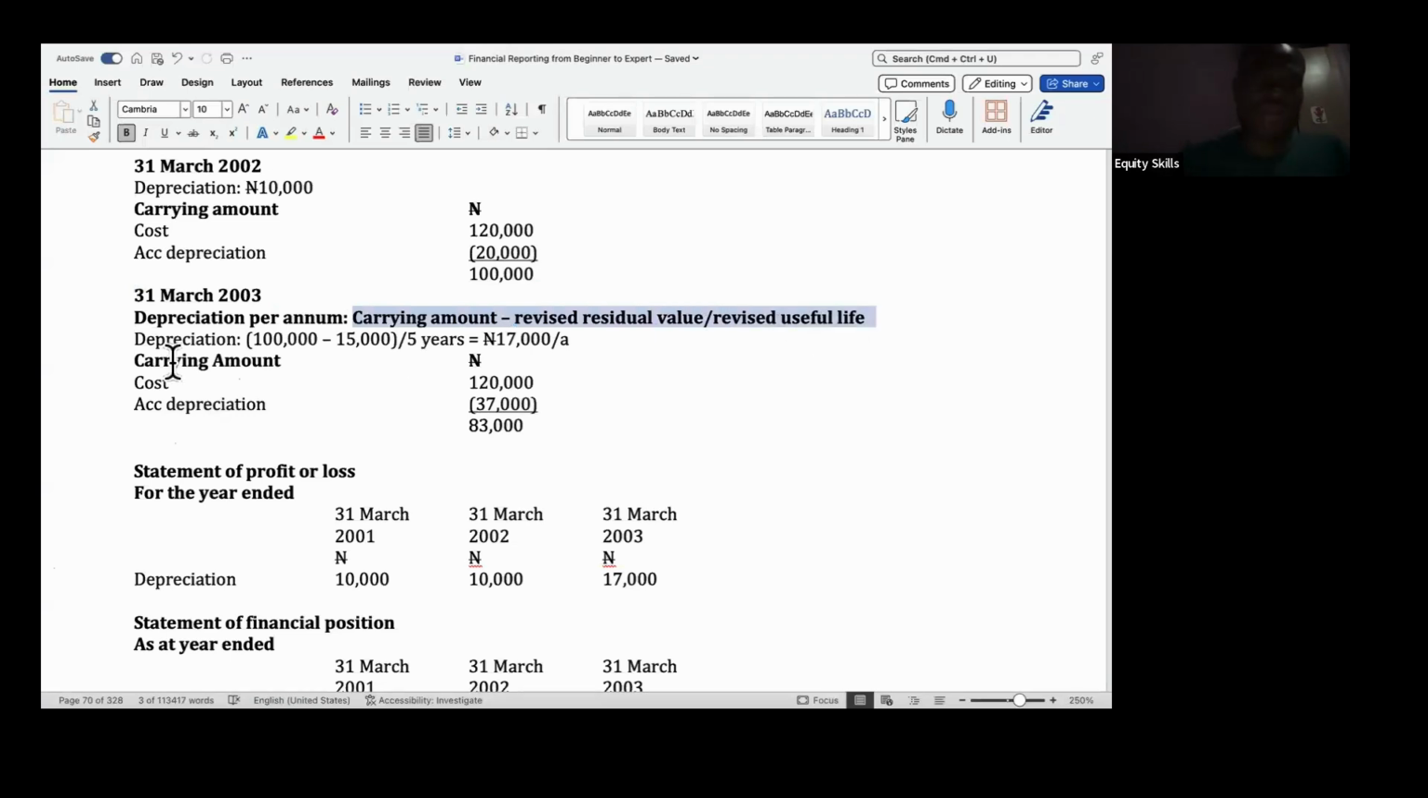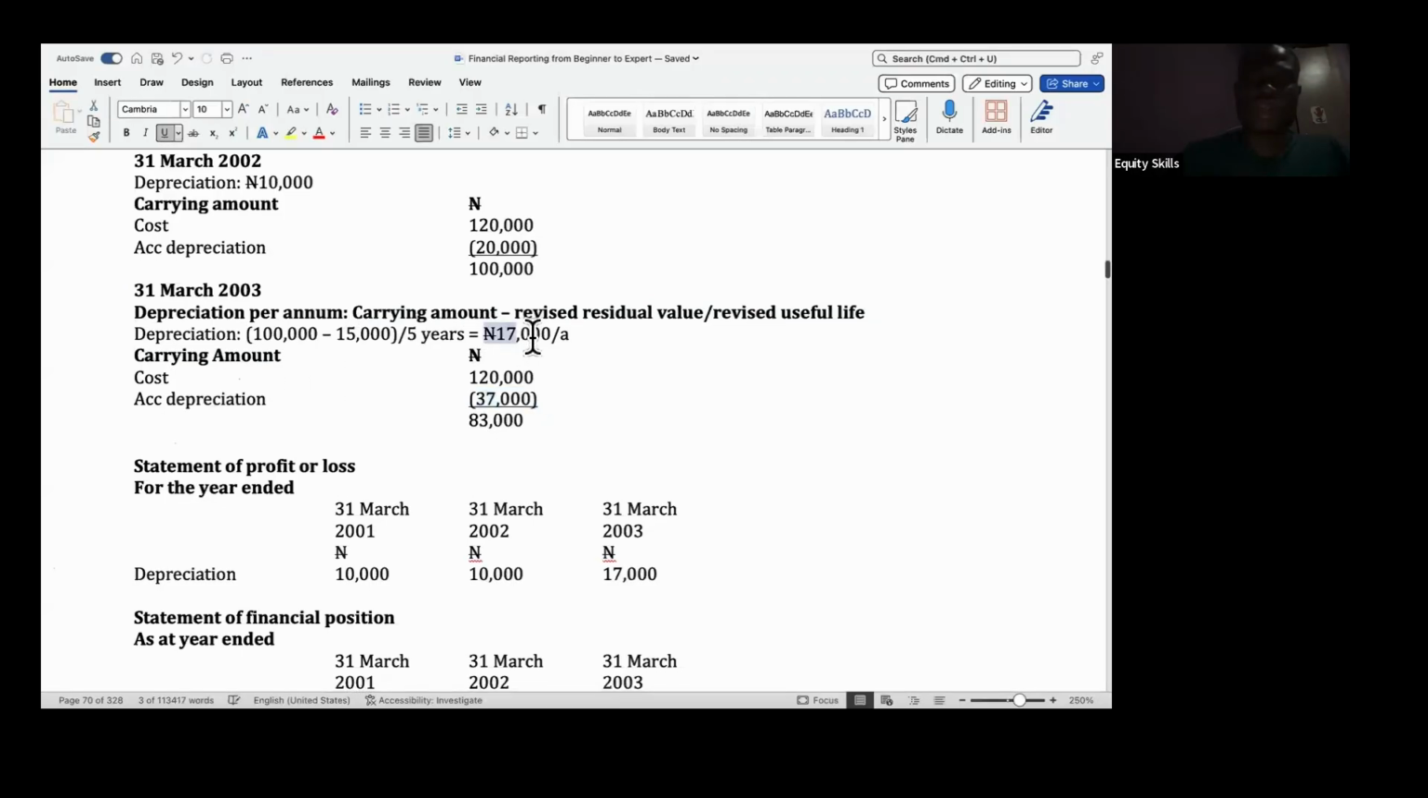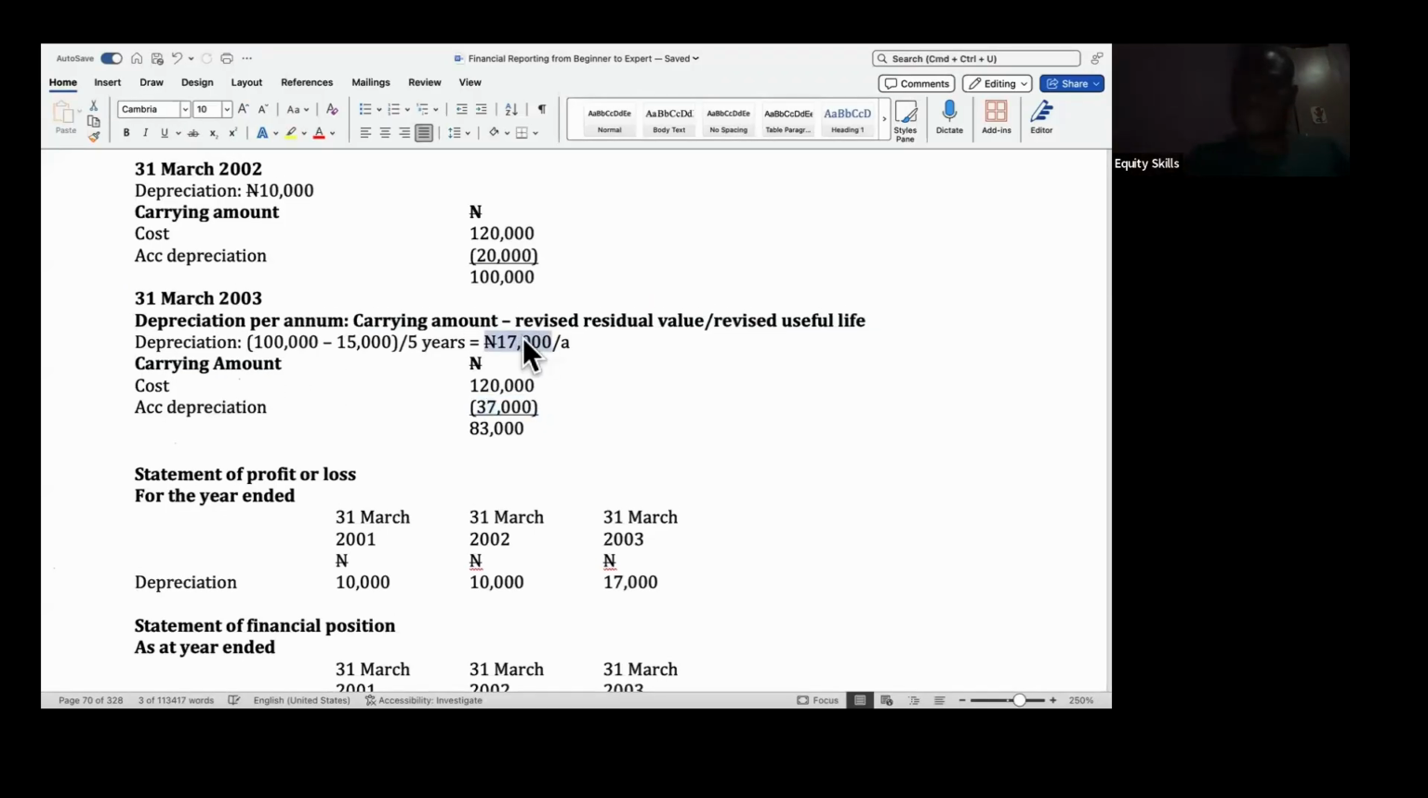So if I want to calculate the carrying amount at the end of this year, it will be the cost, which is 120,000, minus the accumulated depreciation, which is 37,000. That is the 20,000 in the first 2 years and 17,000 in the third year. So 37. Another way of calculating it is the carrying amount at the end of year 2 minus 17,000. It will give you this same 83,000. But this is just a better way of doing it, since this is how you calculate carrying amount.